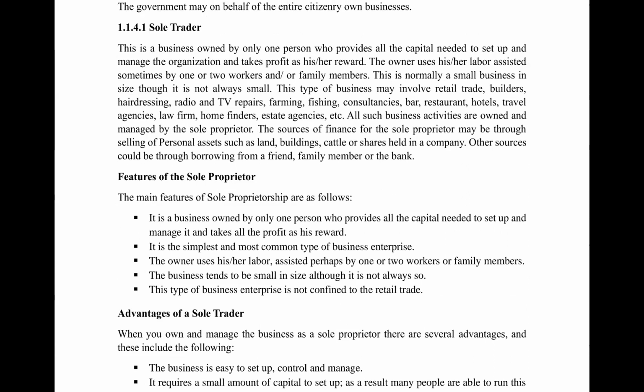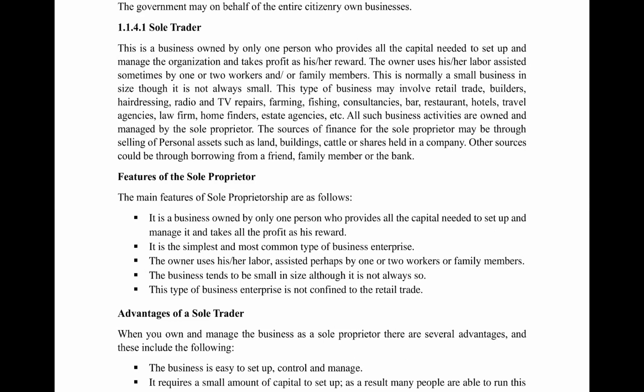It is the simplest and most common type of business enterprise. The owner here uses his or her labor, usually assisted by one or two workers or family members. The business tends to be small, but not always in size. So basically, this is the type of business system where you just wake up alone, you raise the capital alone, and then you start up the system alone. That is called a sole proprietorship.